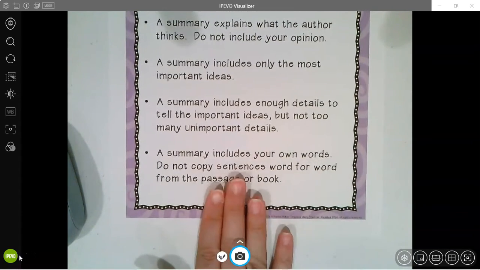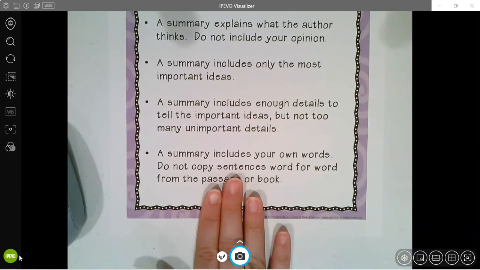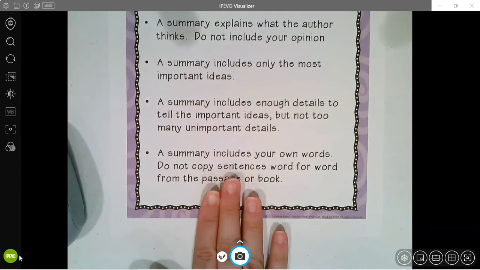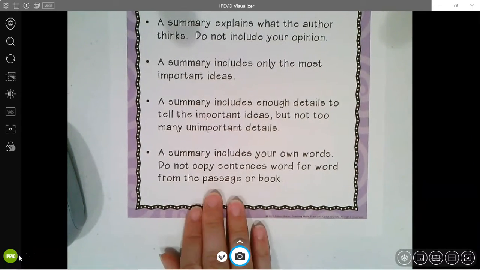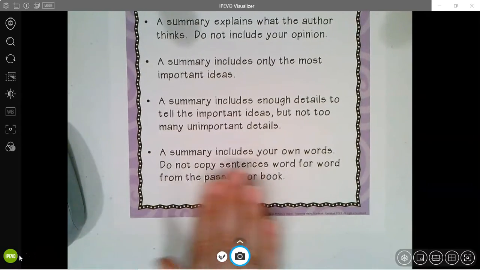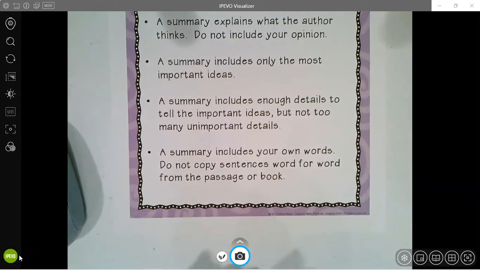And then today, the last one we're focusing on is that a summary includes your own words. Do not copy sentences word for word from the passage or book. So with the summary, guys, we're not just copying down sentence by sentence. We're using that information and putting it into our own words.